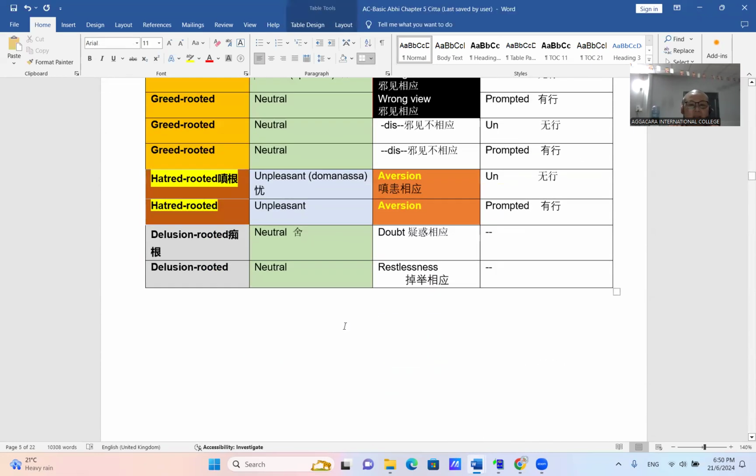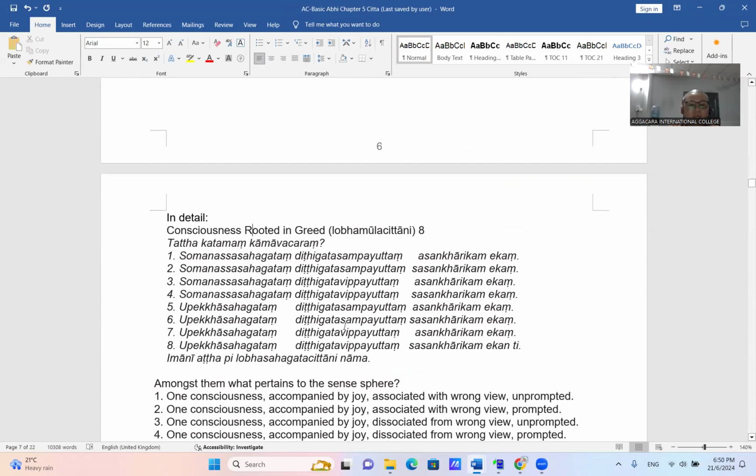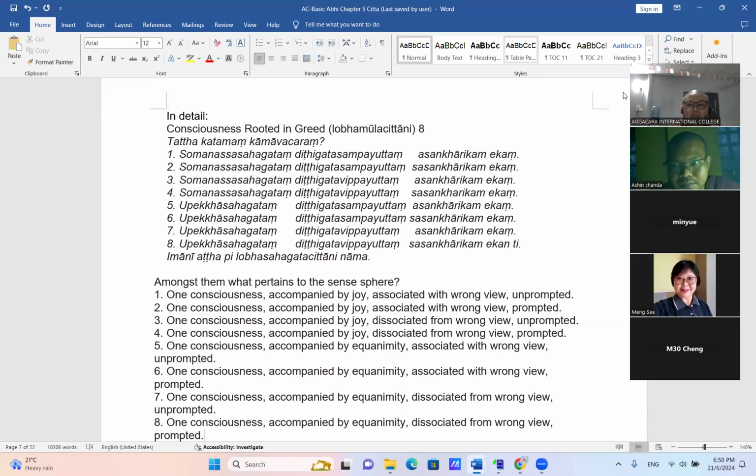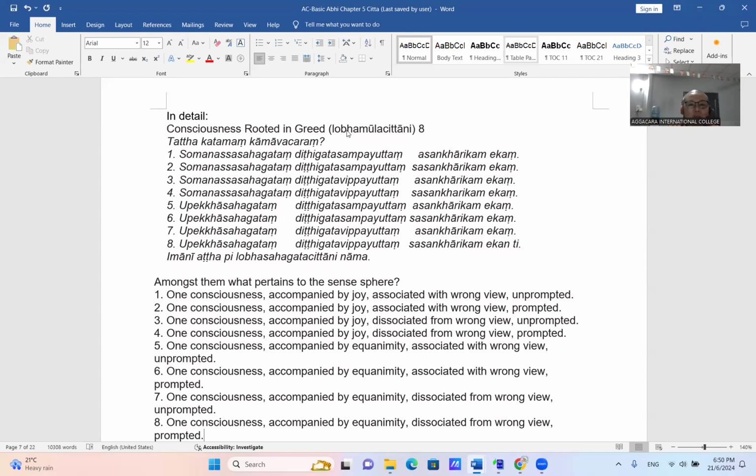We learn the Pali. You know, in our university, the teacher will ask us to repeat this many times. All right. So Lobha, Mula, Citta. Citta-ni is a plural because Citta is neuter gender. All right. Neuter gender. So Citta-ni, eight. Tattha, katamani, how. Right.